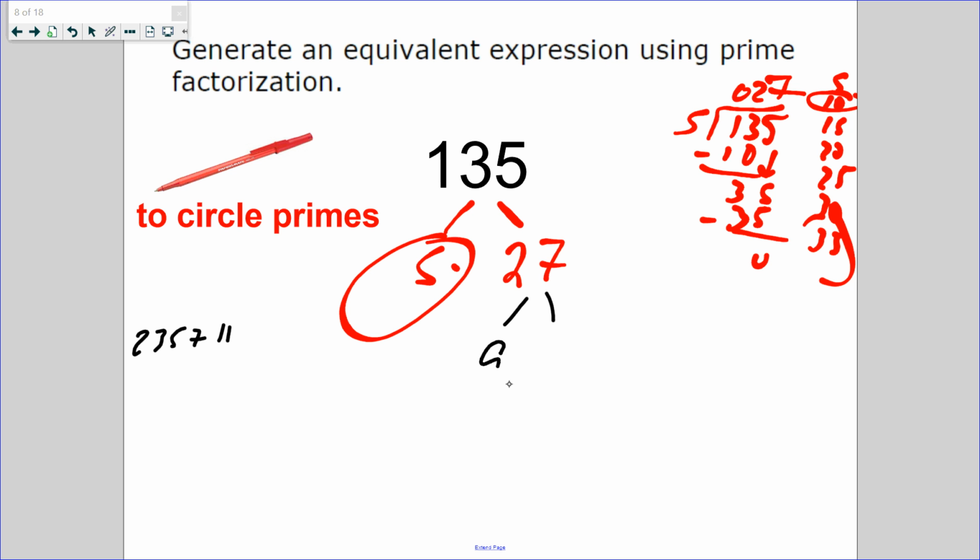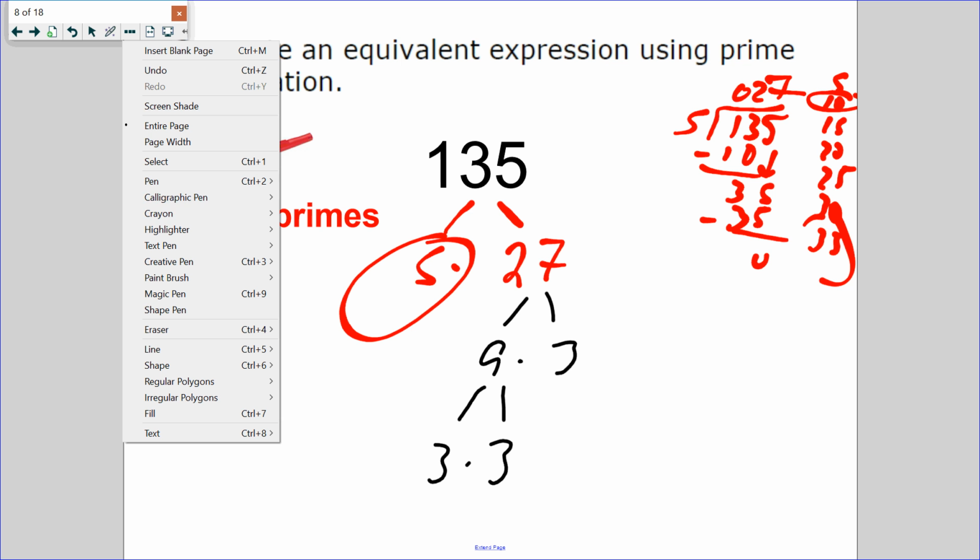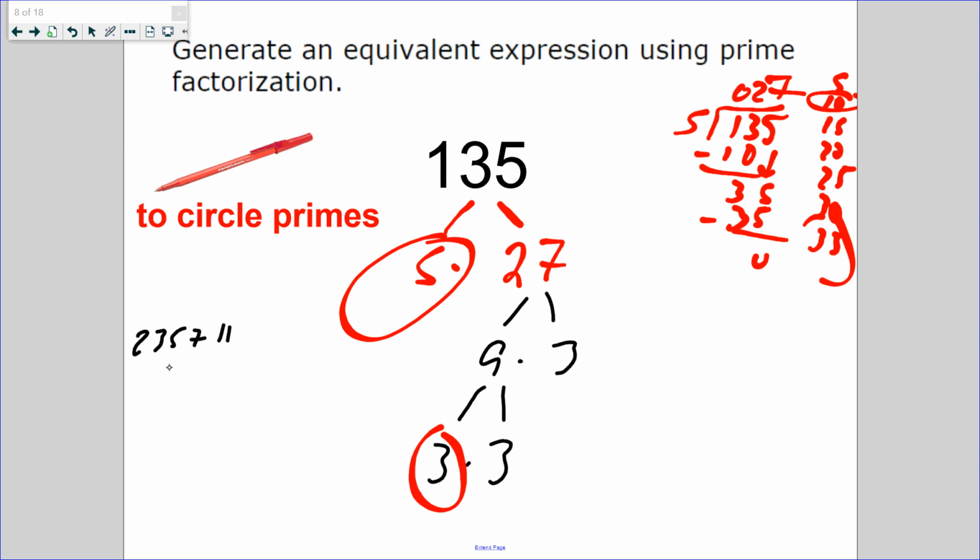27 can be broken down into 9 times 3. The factors of 9 are 3 times 3. So let's circle the prime factors: 3, 3, 3. So how would I write out these factors using exponents? 3 to the third power, or 3 cubed, times 5.